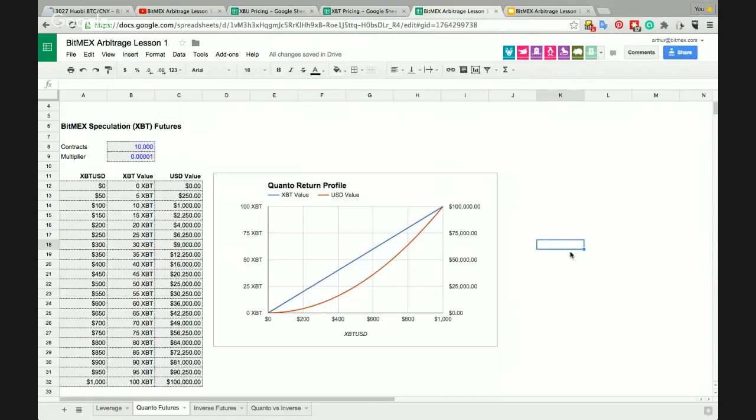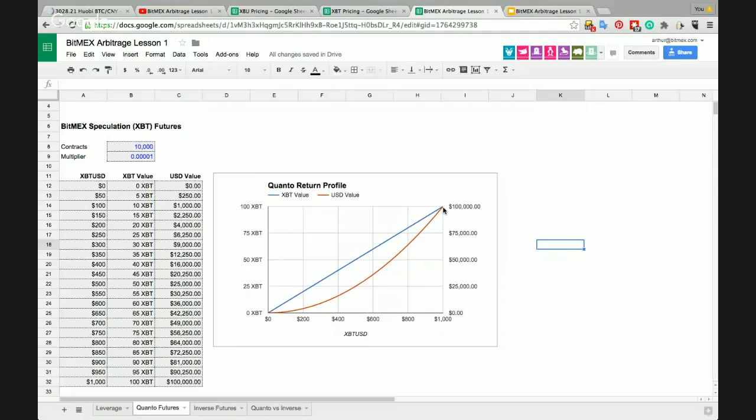So as I said before, the Bitcoin value is linear with respect to the change in the Bitcoin US dollar price. And you'll see that with this blue line here. So from 0 to 100 Bitcoin. So if you make 1% up, it goes up 1%. Now the interesting thing is the US dollar value. And as you can see here, it's curved, indicating a quadratic return.